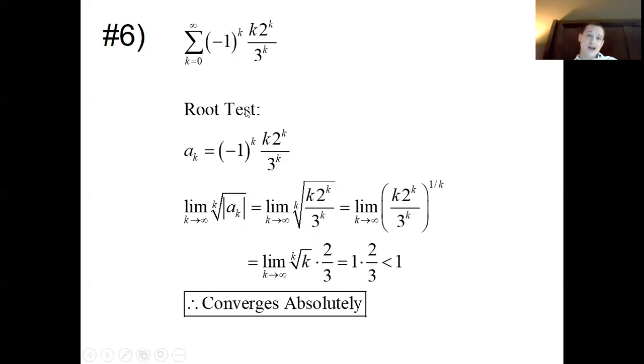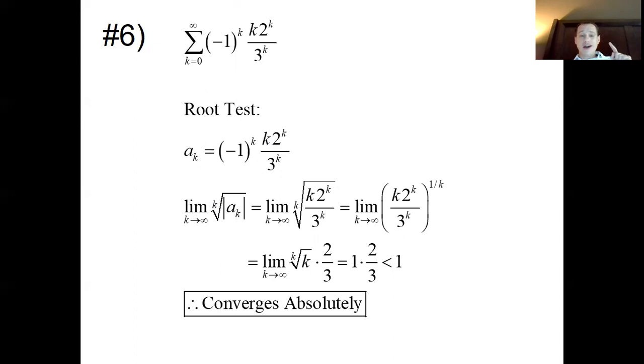First off, the root test is based on the term, so write down what a_k is. a_k is -1 to the k times 2 to the k over 3 to the k. I'm just copying now what's in here. The root test says to take the limit as k goes to infinity of the kth root of the absolute value of that thing. That's what I'm studying.